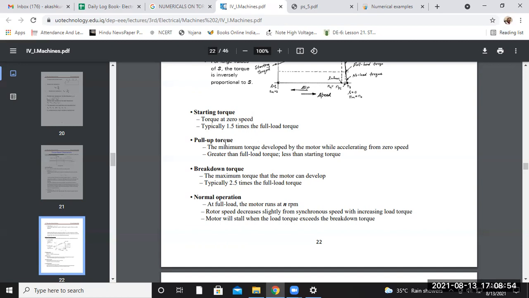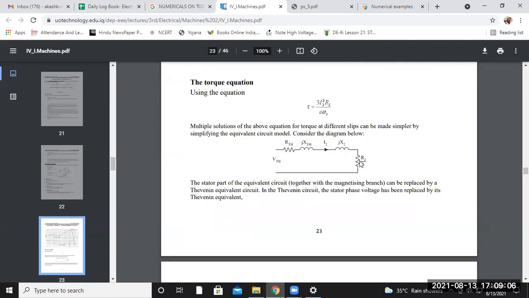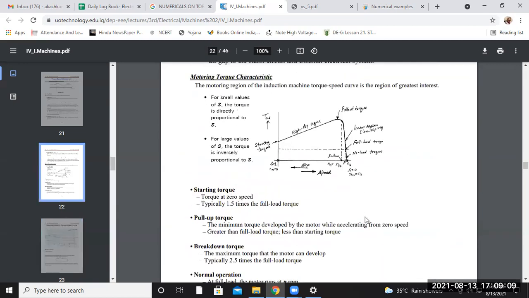Second one is pull up torque. Pull up torque is the minimum torque developed by the motor while accelerating from zero speed. That means when the motor starts from zero speed, the minimum torque that is produced in the induction motor is known as the pull up torque, and that pull up torque is greater than the full load torque, but it is less than the starting torque.